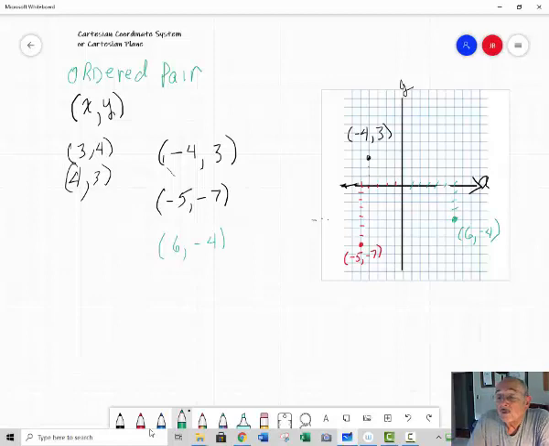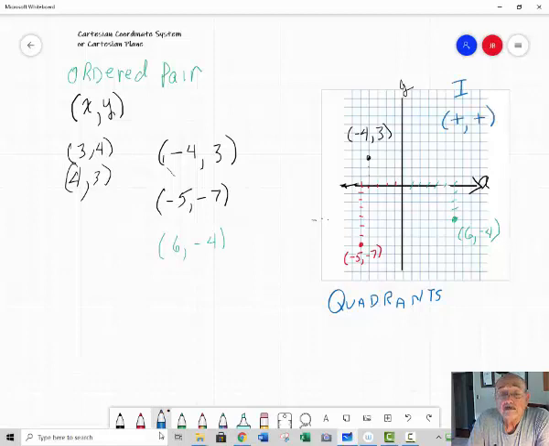Okay? So now what I want you to see is that in the first section, quad meaning 4, here's the first quadrant right here. This is the first quadrant. And the signs of the numbers are both positive. Positive 3, positive 4, positive 4, positive 3. Those were up in that first quadrant.